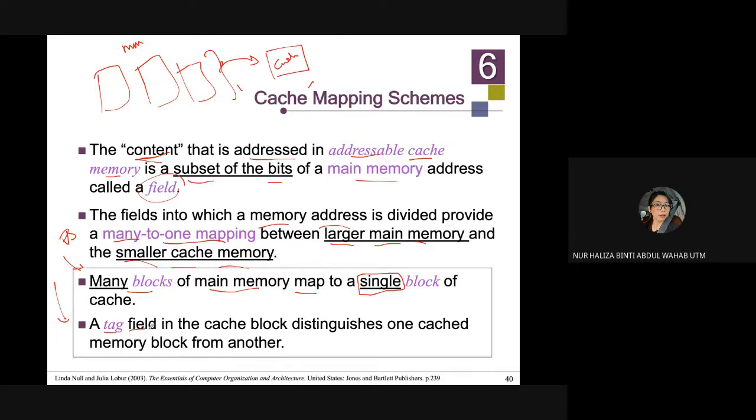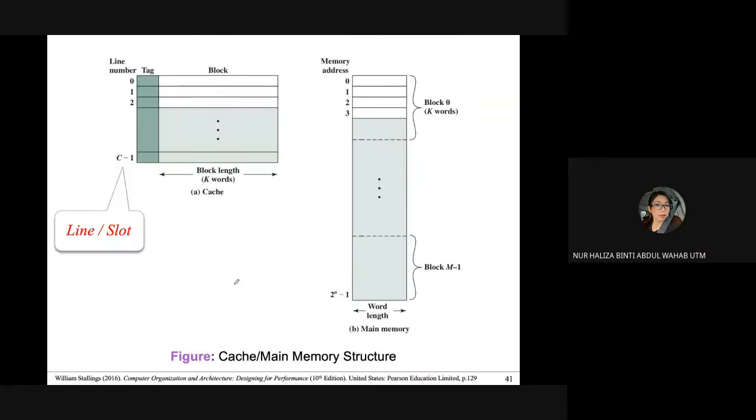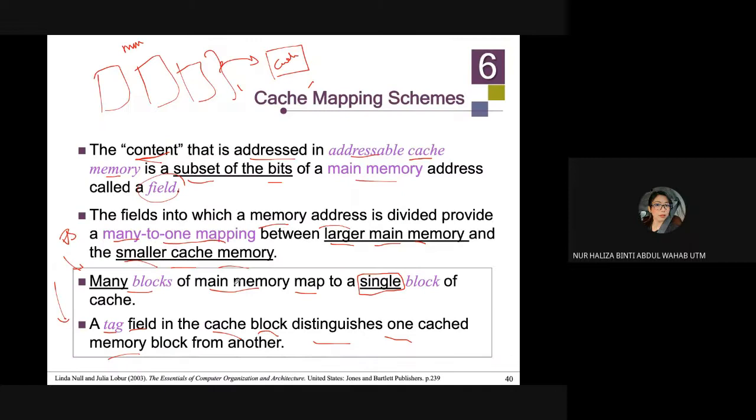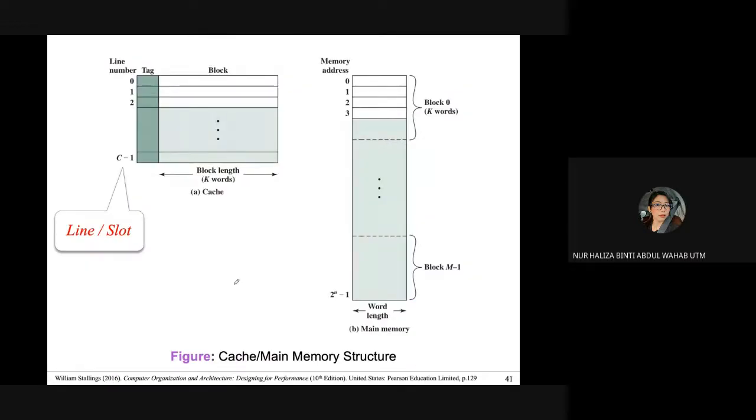A tag field in the cache block distinguishes one cache memory block from another. So you're going to look into the picture. Now you can see a picture. This part on the right side, I'm not going to explain anymore. I think you are already familiar with it.